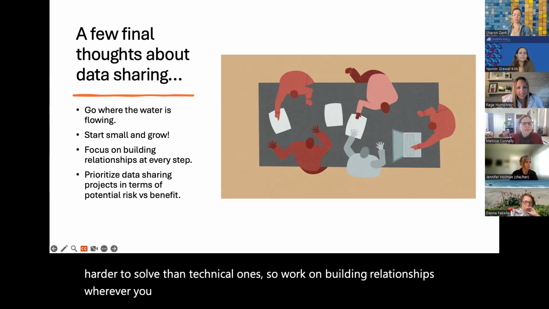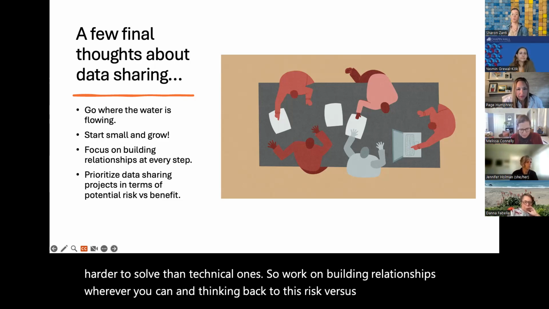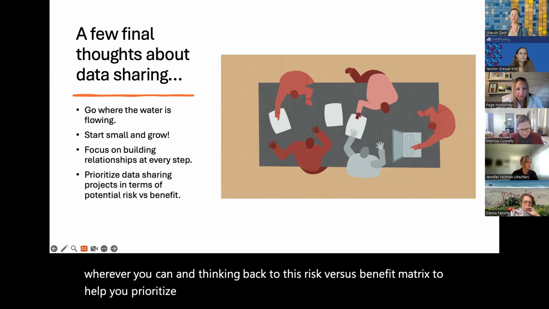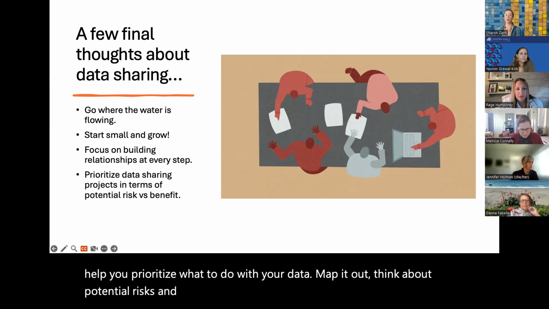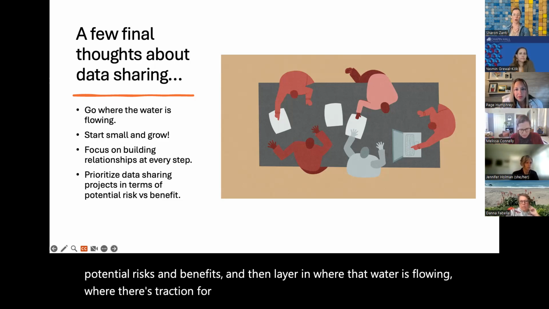And thinking back to this risk versus benefit matrix to help you prioritize what to do with your data, map it out. Think about potential risks and benefits, and then layer in where that water is flowing, where there's traction for change, and what your current capacity is.